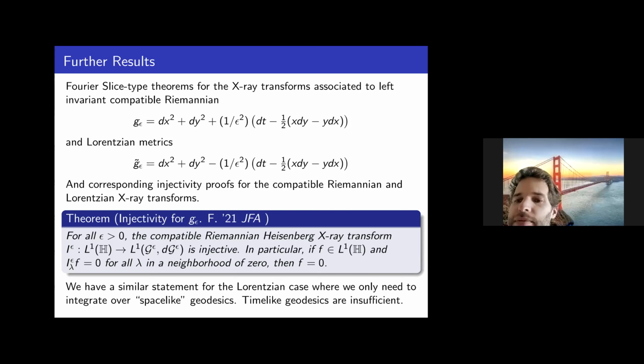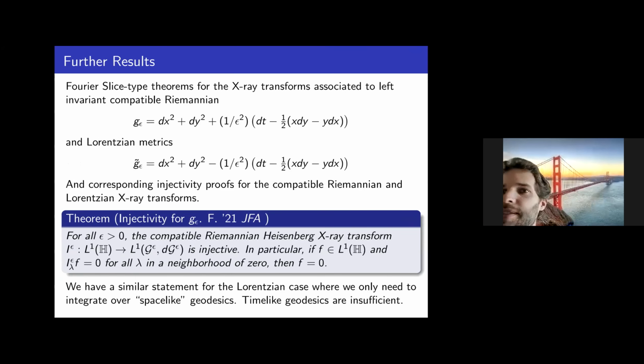And we have a similar statement for Lorentzian geodesics too. And in fact, we can specifically recover a function on the Heisenberg group with space-like Lorentzian geodesics. And really the reason that this is true is that space-like Lorentzian geodesics are those for which the charge lambda is arbitrarily small anyway. And time-like Lorentzian geodesics do not give you enough information. Yeah. So just to give an example of the robustness of this technique for improving injectivity.